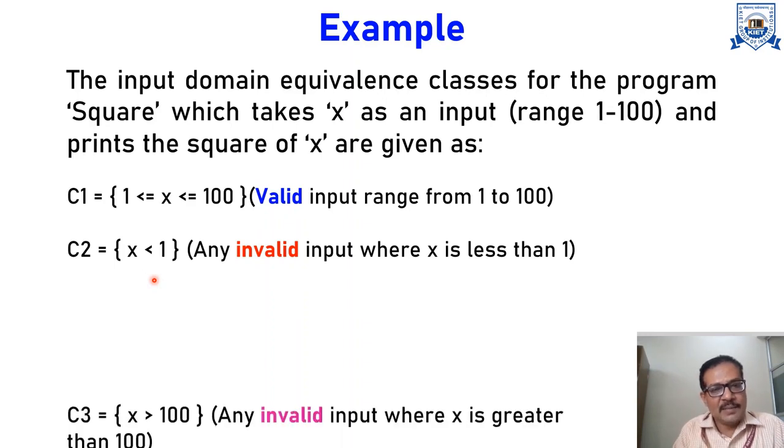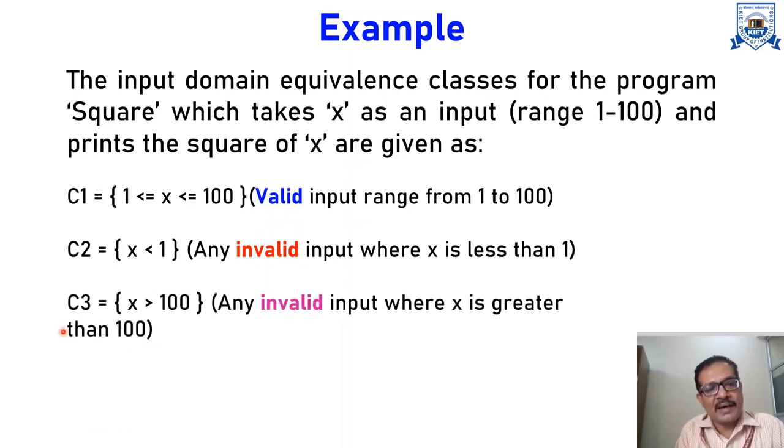Similarly, I can make another class of input values where x is greater than 100. Again, these are the invalid values of x where it is greater than 100. The possible set of values may be 101, 102, 103, 104 and so on. So now from these three classes, to test your program, you can choose a particular value.